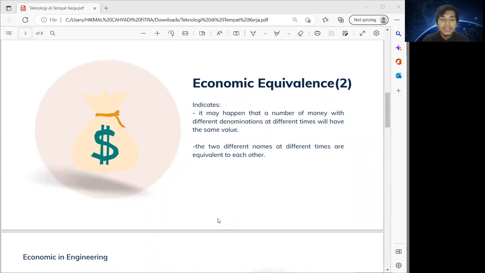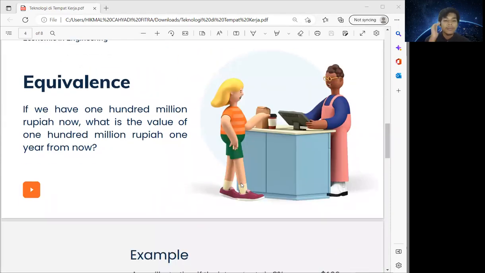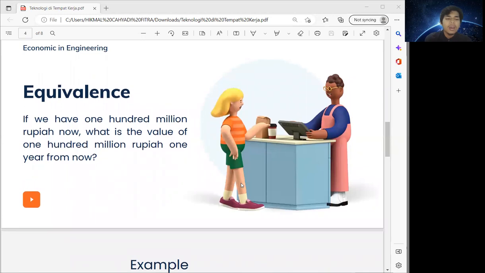Economic equivalence indicates that it may happen that amounts of money with different denominations at different times will have the same value. The two different amounts at different times are equivalent to each other. If we have 100 million rupiah now, what is the value of 100 million rupiah 1 year from now? The answer will be different for each of us depending on what alternatives we have, and also on whether we are a person who likes to take a risk.